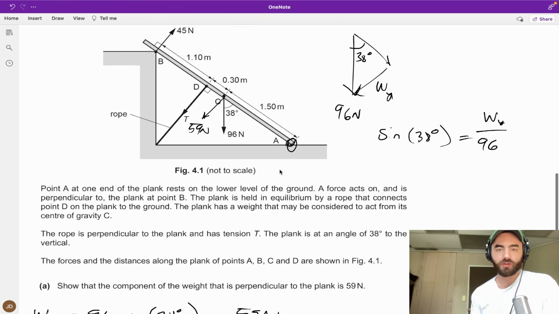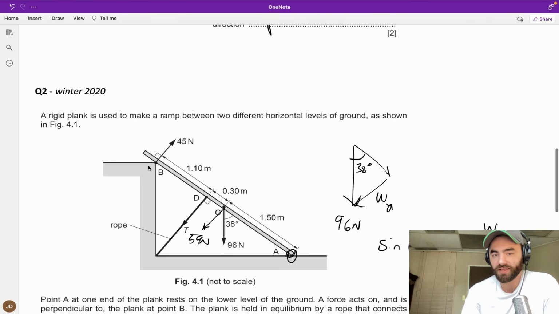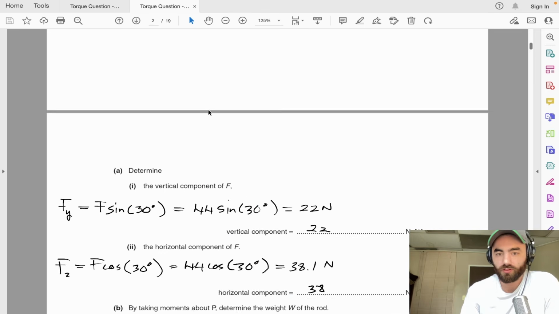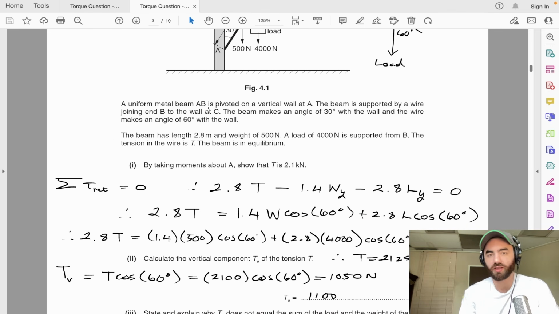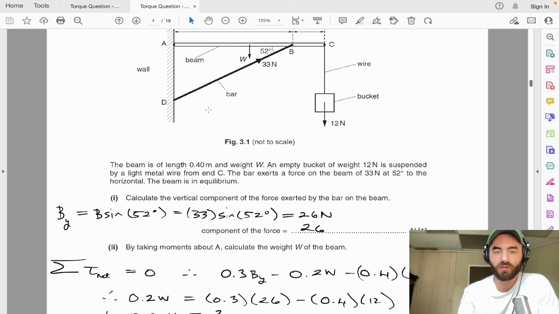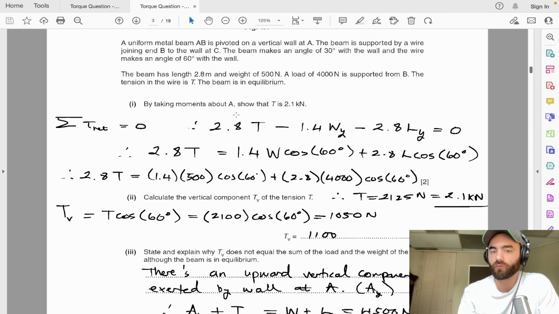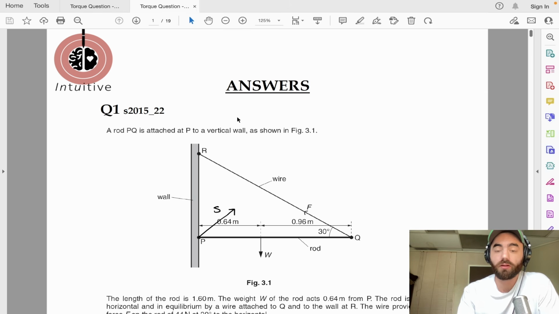Cool. So there are two examples. It doesn't really get much harder than that, and you'll see in the worksheet. The important thing is to always remember that you should calculate the force which is perpendicular to that distance. There are plenty of examples here from the last 8 years on this worksheet, and I've answered them all for you. It doesn't really get much more difficult than the ones I just did there.